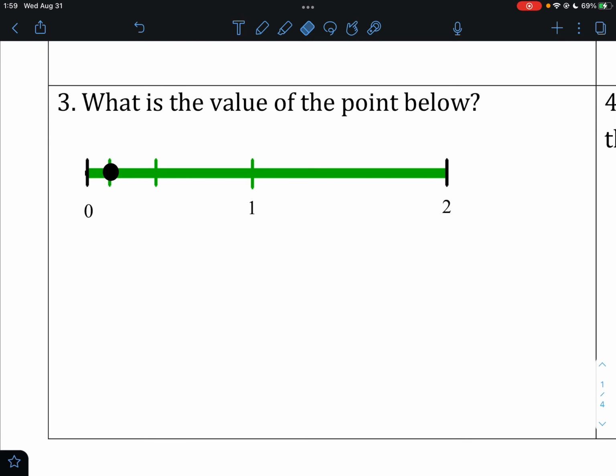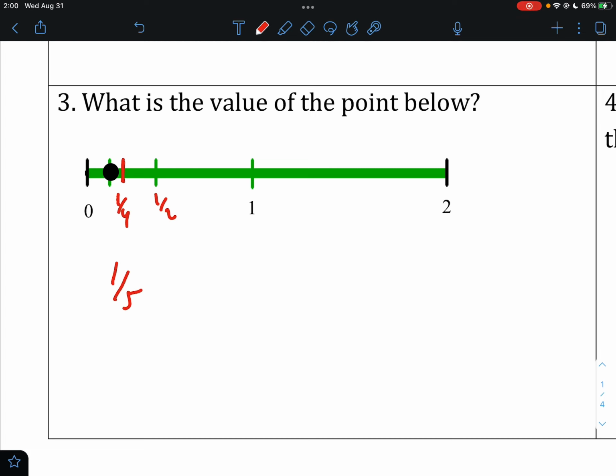Third one. All right, so what is the value of the point below? Again, we're not looking for perfection here, we're just doing our best guess. This would be 1/2 right about here. So a fourth would be right about there. So maybe this point we could say is about 1/5.